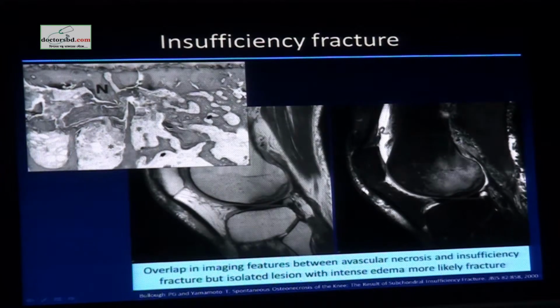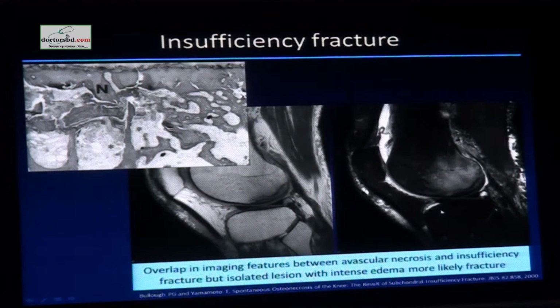They initially described spontaneous osteonecrosis, but subsequently realized that this is an insufficiency fracture. And here we see from their article the microfracture that is taking place and failure at the subchondral bone plate.